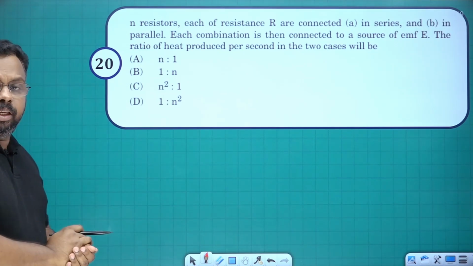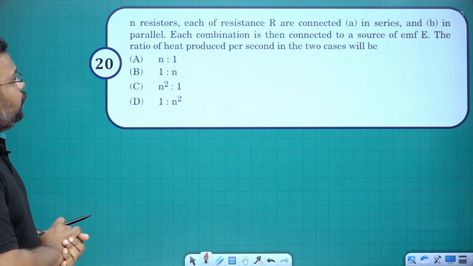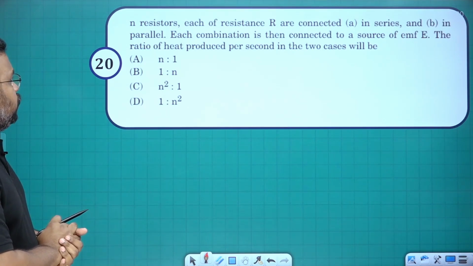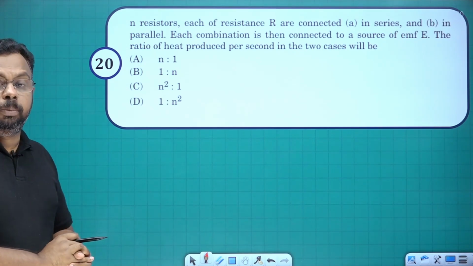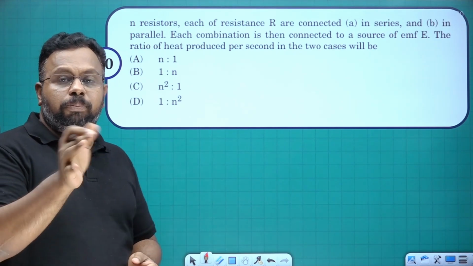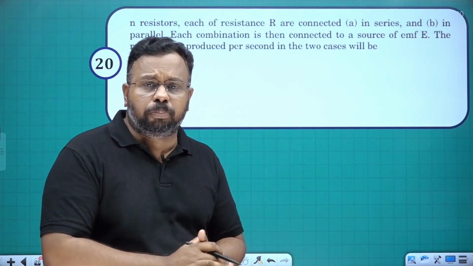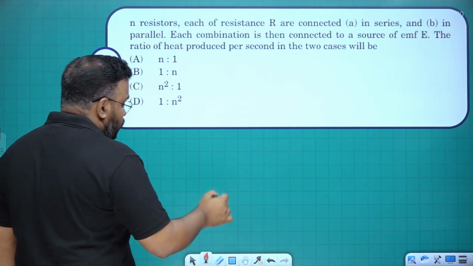N resistors, each of resistance R, are connected in series and in parallel. Each combination is then connected to a source of EMF E. Then the ratio of heat produced per second in the two cases. Heat produced per second, rate of heat, that is power only. So they are asking the ratio of power. But what is the situation?